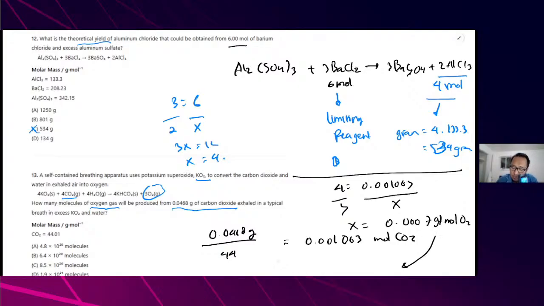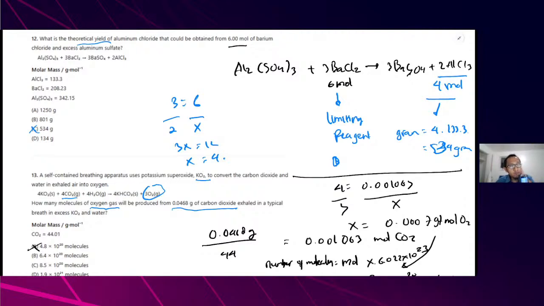Now the second step is we need to convert to Avogadro's number, which is pretty easy. The number of molecules equals moles times 6.022 times 10 to the 23. So the answer will be around 4.8 times 10 to the 20 molecules. The correct answer will be A.